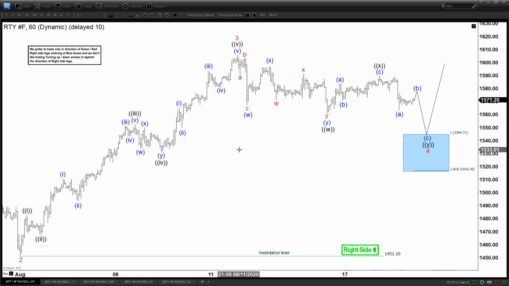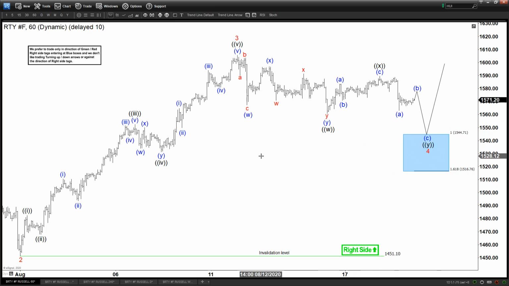Now a couple of alternates suggest that we don't have to do another leg lower. This could be a wave 4 as a WXY, and then from here we can actually extend to the upside. So obviously it's not really a sell, because we're still calling for another leg higher. The right side tag is up, green in color. So we prefer to trade in the direction of the red or green right side tag, entering at the blue box, which is going to be in the support area over here.